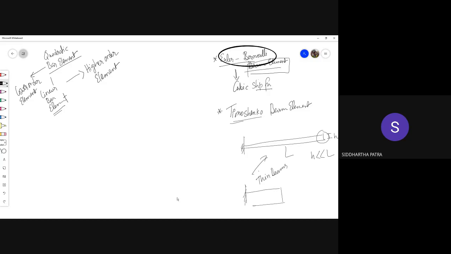And therefore this Timoshenko beam element, which is based on Timoshenko beam theory, can be used for modeling thicker cross sections in the finite element method. And when you move to the Timoshenko beam element, there also you have the choice between linear or quadratic shape functions, only two. I can give you an example of ANSYS.